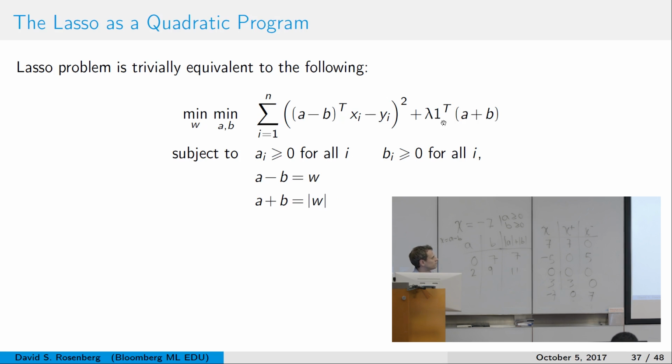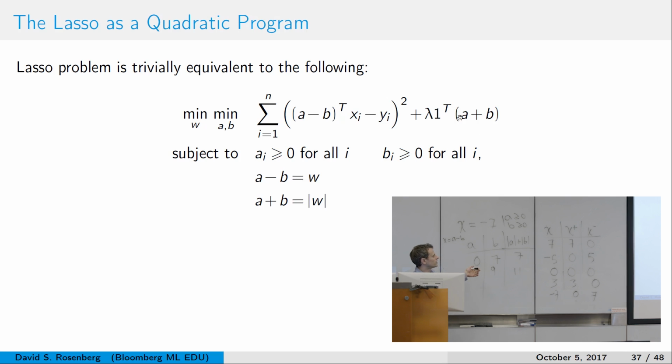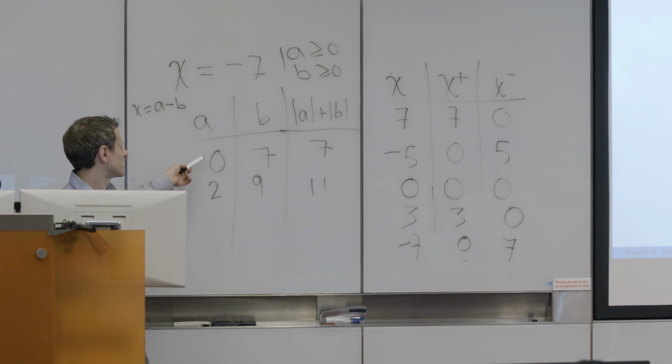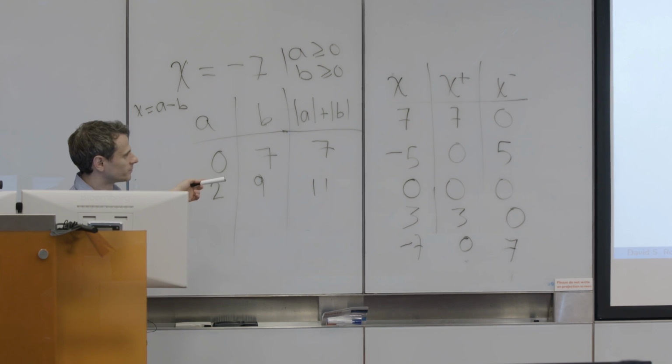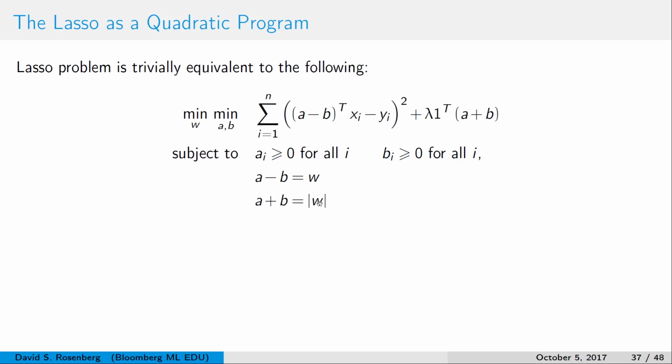But note that we have this penalty on A plus B, right? So if we have two sets of A and B which have the same difference, so this part's the same, but have different sums, we're always going to want to choose the one that's smaller, because we're minimizing over this whole objective function. So we're going to pick the A and B, in this case, at 0, 7. In other words, the one that is actually equal to the absolute value of W.